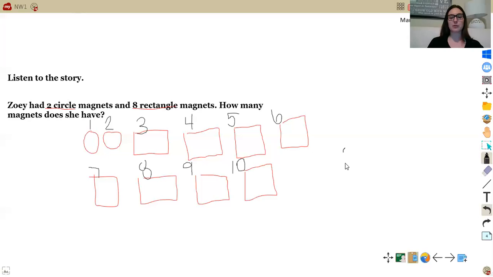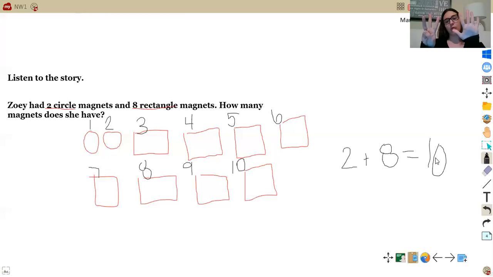So that's going to be my first part. 2 plus my second part are going to be all the rectangular magnets. So I'm going to go 1, 2, 3, 4, 5, 6, 7, 8. So plus 8, which equals, and we've already found our total of 10. So this tells us that 2 plus 8 equals 10, or 2 and 8 make 10. So 2 plus 8 more will give you 10.